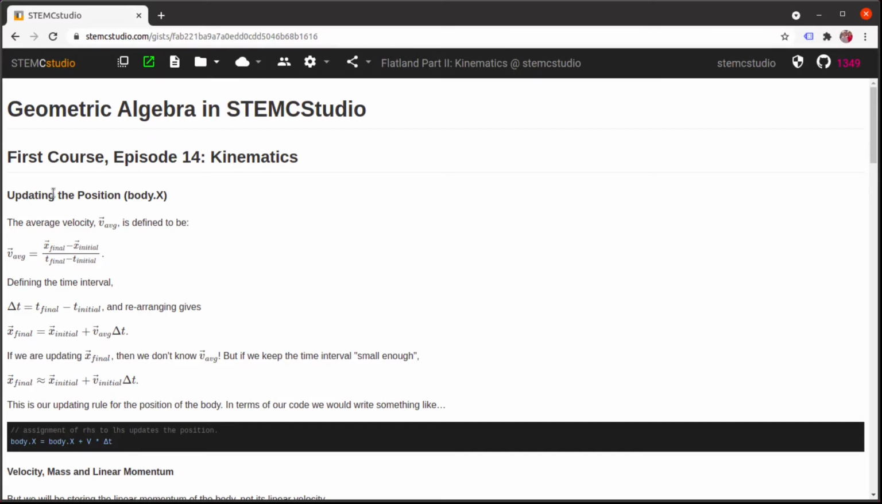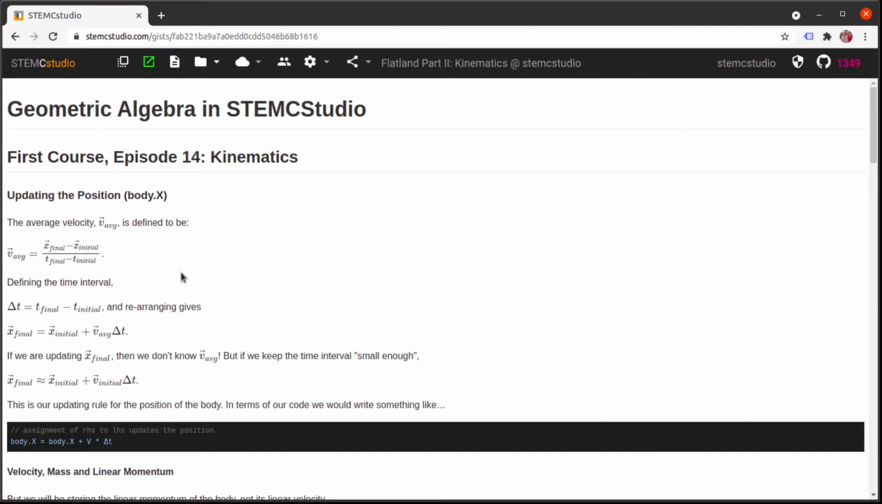The first thing we're going to do is update the position of the body, and that's the body.x property. Strictly speaking, big X is what we call the center of mass of the body, and we'll see that a little more later. I'm hoping that you're familiar with that, and this is more or less just a conversion course to geometric algebra. But if that's not the case, I hope there's enough information in this video for you to understand what's happening.